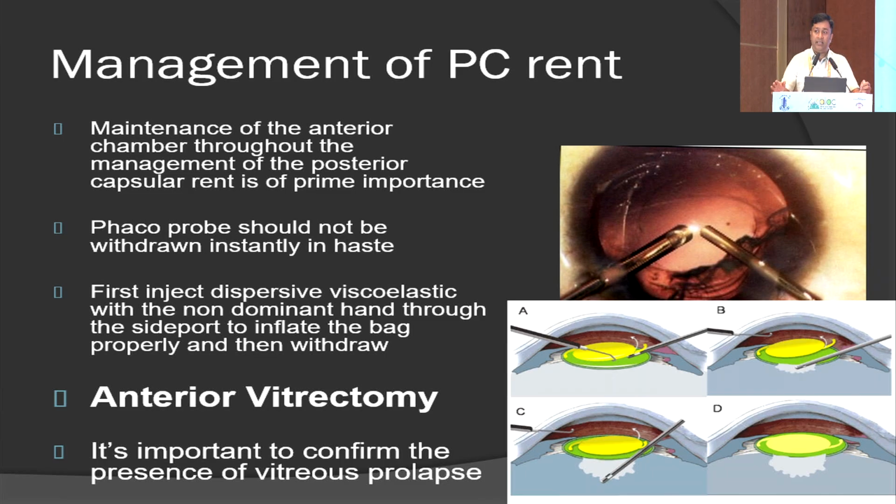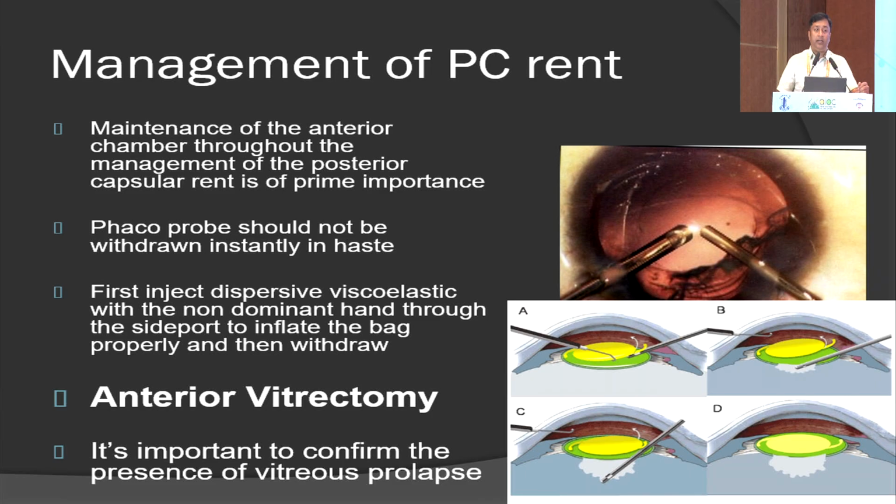Whenever you think a PCR has occurred, first fill the anterior chamber with your non-dominant hand with viscoelastic. A dispersive viscoelastic has to be put inside the anterior chamber, and then when it is adequately pressurized, you remove the phaco probe. Because if the chamber collapses, more and more vitreous will come inside the anterior chamber to the PCR end, and it gets enlarged. So a case that was manageable initially becomes a mess.